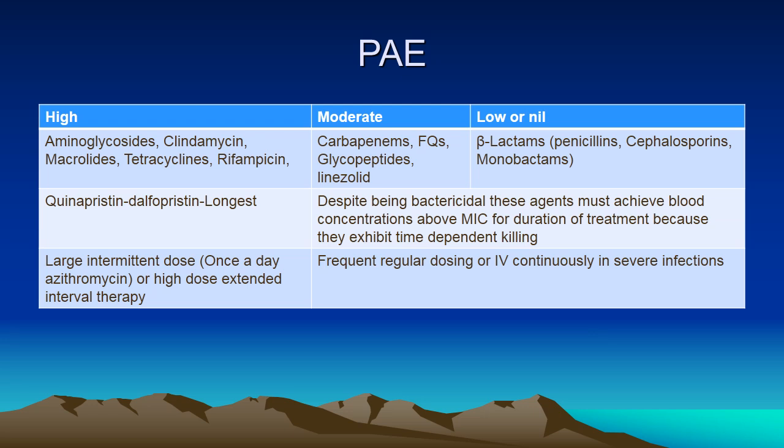Aminoglycosides, clindamycin, macrolides, tetracyclines and rifampicin, whether bacteriostatic or bactericidal, have longer and higher PAE, and intermittent dosing, once-a-day dose or high-dose extended-interval therapy is suggested. In contrast, antibacterials with low or no PAE require continuous exposure above MIC levels for adequate antibacterial action. Therefore, frequent regular dosing or IV continuous therapy in severe cases is needed.